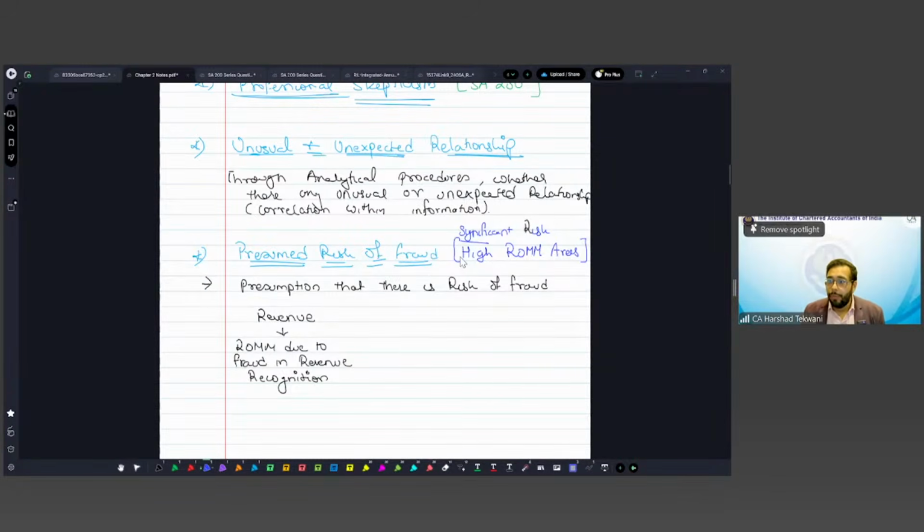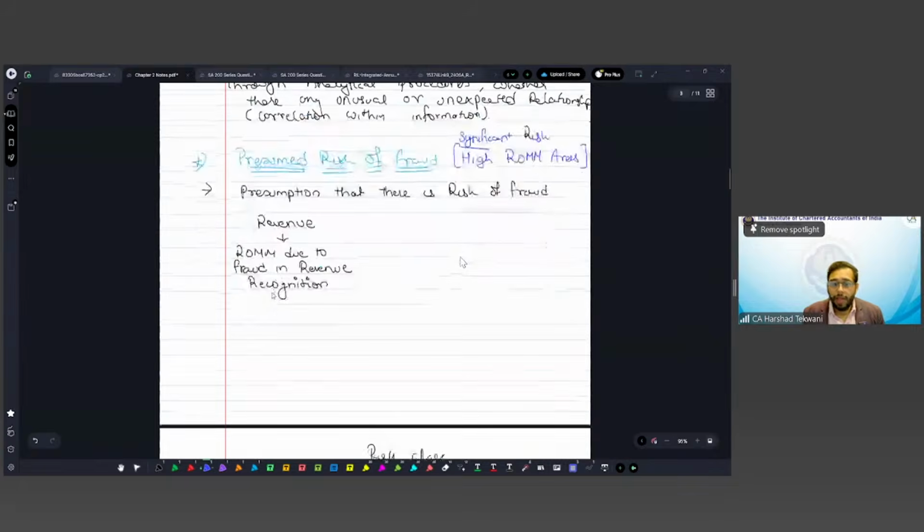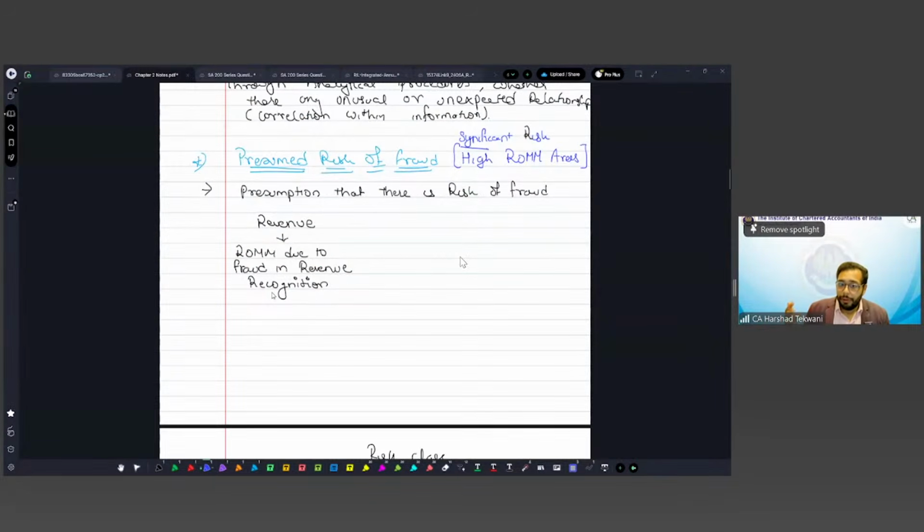So that is the whole point I'm discussing over here. There is a difference when I call a particular area high risk, and there is a difference when I call a particular area a medium or low risk area. Now, when I talk about presumed risk, one is the revenue, which is the second one.